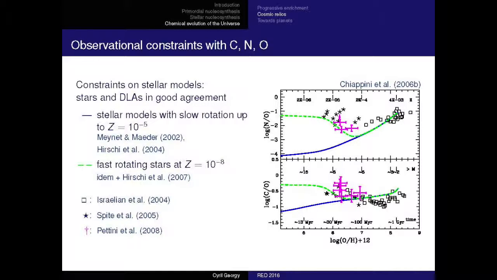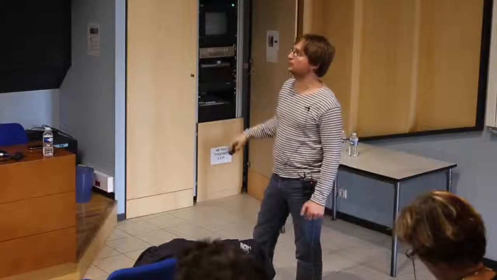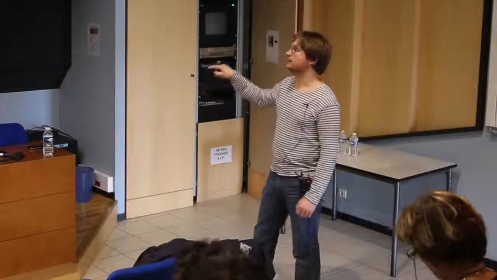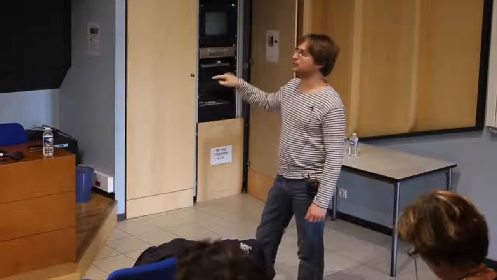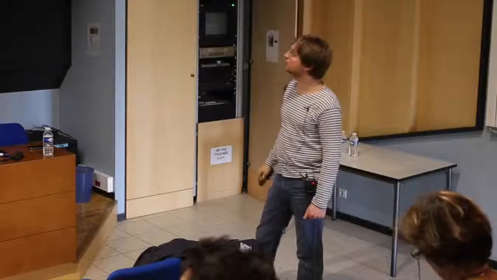So this kind of chemical evolution model for galaxies can be used as a test for stellar physics as well, and we are able to see that we need at least maybe a bit of fast rotation at very low metallicity to explain the trends we are observing.